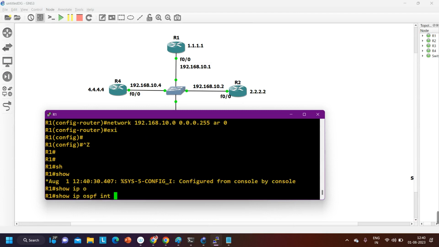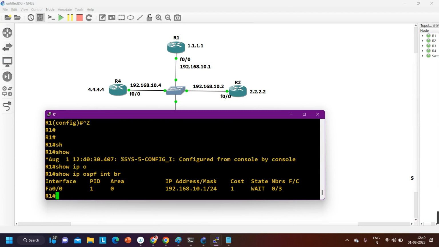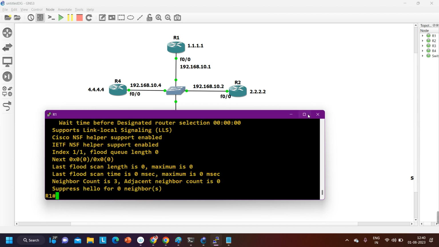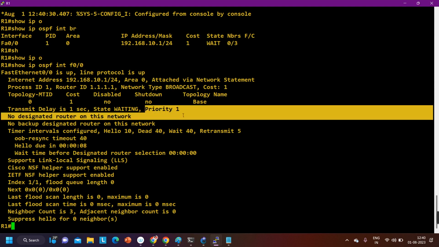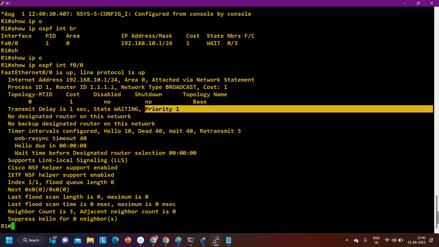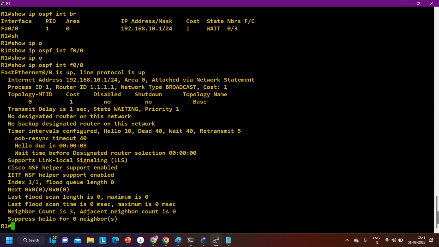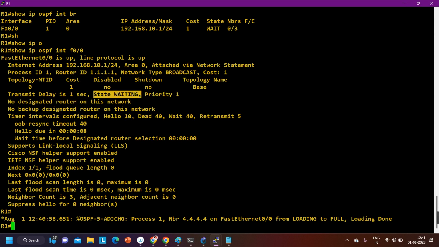So show IP OSPF interface brief. What is the process ID, this one, and here we are not able to see the priority. Here we are not able to see priority, only area, cost, and state is waiting. Okay. So show IP OSPF interface FastEthernet 0/0. What is the priority by default? 1. By default priority is 1. And for DR and BDR election, you can see the state is now waiting, because it will wait for 40 seconds.